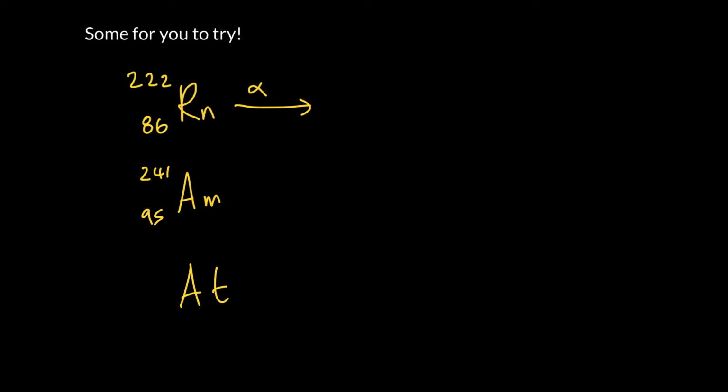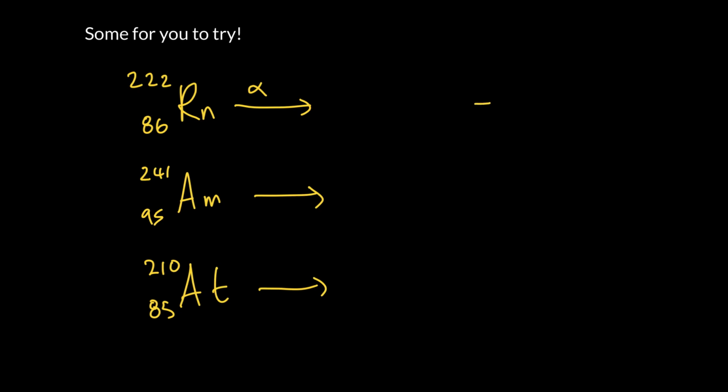All right, you ready for some to try? So here are 3 nuclear equations I'd like you to balance. Radon-222 undergoes alpha decay, and so does americium-241, and so does astatine-210. I'd like for you to go ahead and write out the products of these nuclear equations. So go ahead and pause the video and write it out, and I'll give you a hint in a couple of minutes if you're stuck.